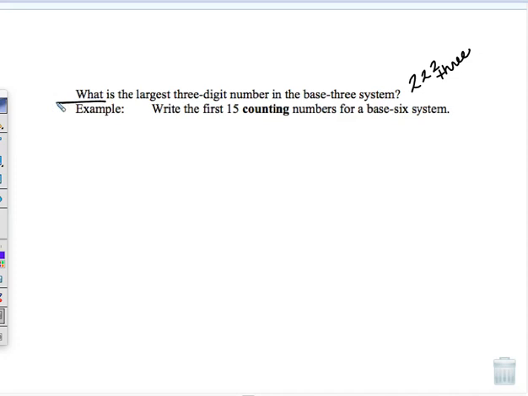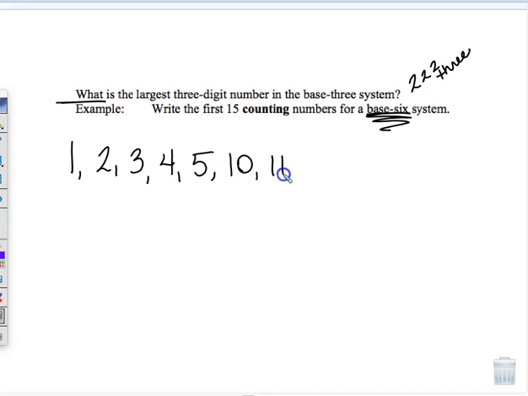Next one says, write the first 15 counting numbers in the base 6 system. So if you're in base 6, the largest digit is 5 because 6 of something would move you up to the next place value. When it says counting numbers, that excludes 0. So counting numbers will be 1, 2, 3, 4, 5. Now I'm about to have 6, but 6 would make a 10 because I'm in base 6. So this would be 10, 11, 12, 13, 14, 15.